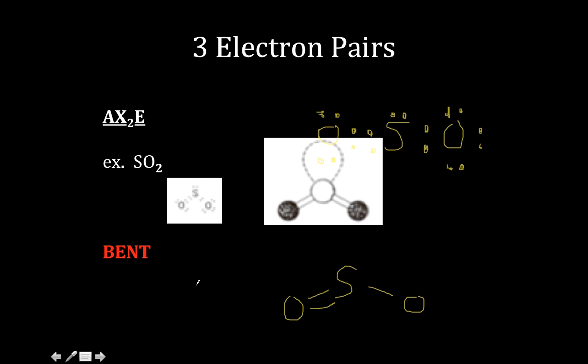So that wraps up going from 1 to 3 electron pairs. Next video will show you these structures. And then after that, the next video will be on 4 electron pairs.